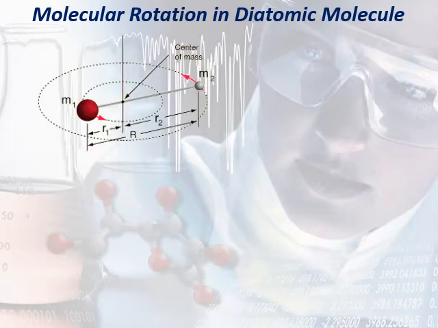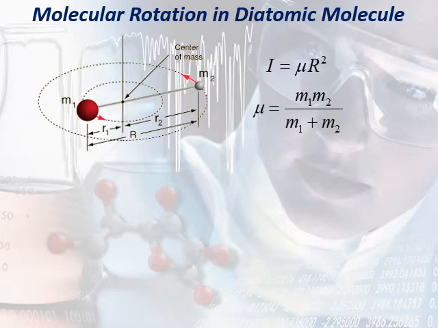Consider a diatomic molecule having masses m1 and m2 separated by a distance r. The molecule is rotating about the axis of its center of mass. The moment of inertia of the molecule can be presented as I equals mu r squared, where mu is the reduced mass of the diatomic system.